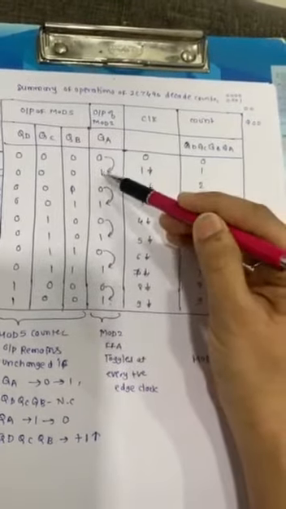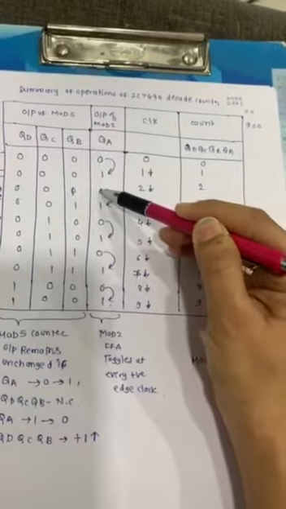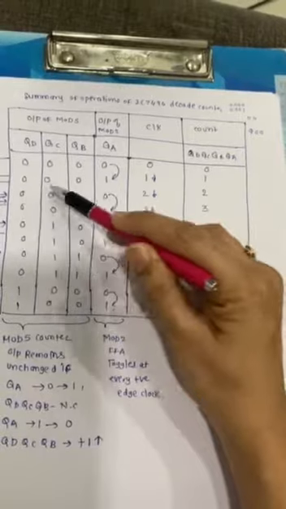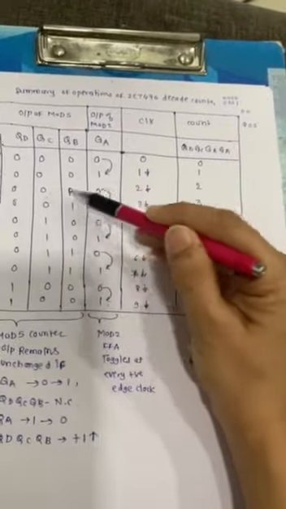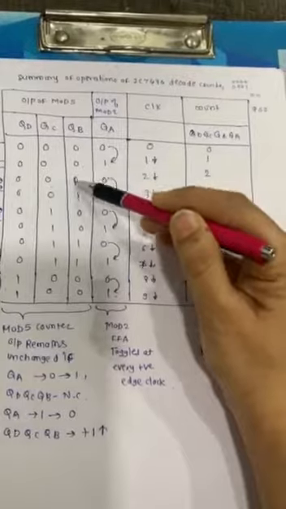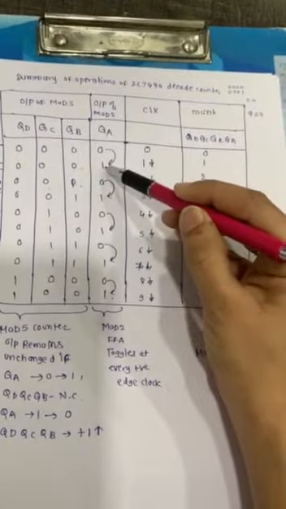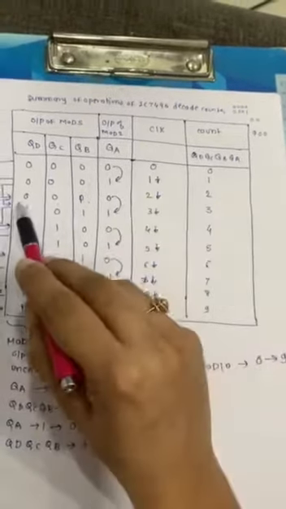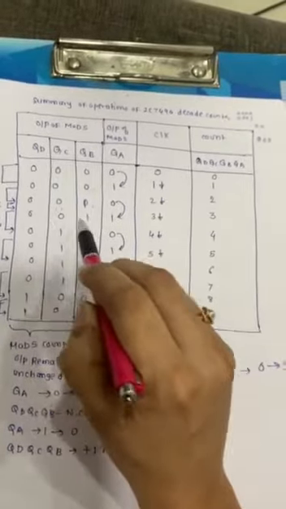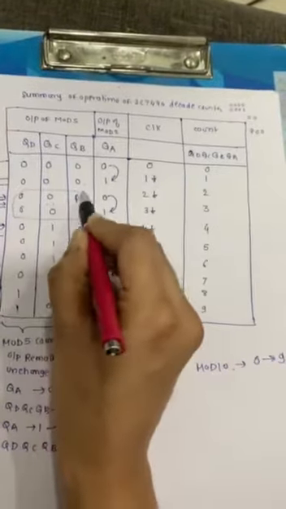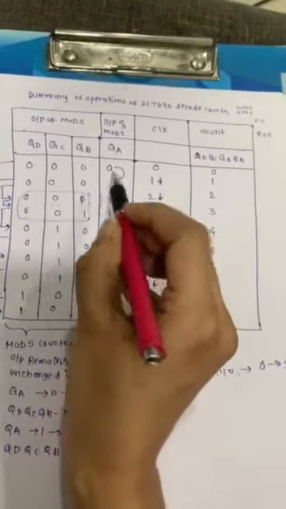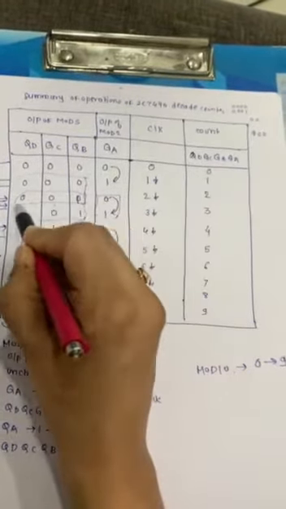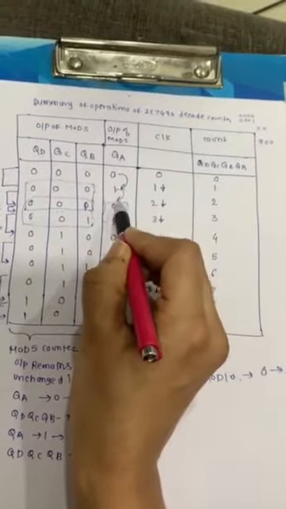When QA changes from 1 to 0, there is an increment of 1, so 0 0 0 turns into 0 0 1, right? It is incremented by 1 when QA changes from 1 to 0. Likewise, when QA changes from 0 to 1 again, there is no change, 0 0 1 remains the same. There is no change when QA changes from 0 to 1, and the count increases by 1 when it changes from 1 to 0.